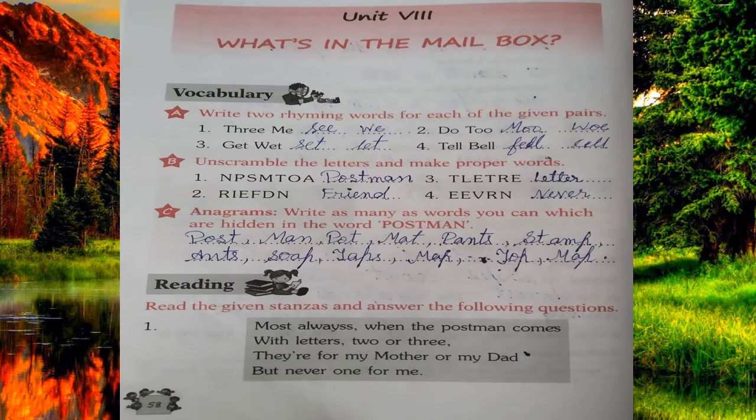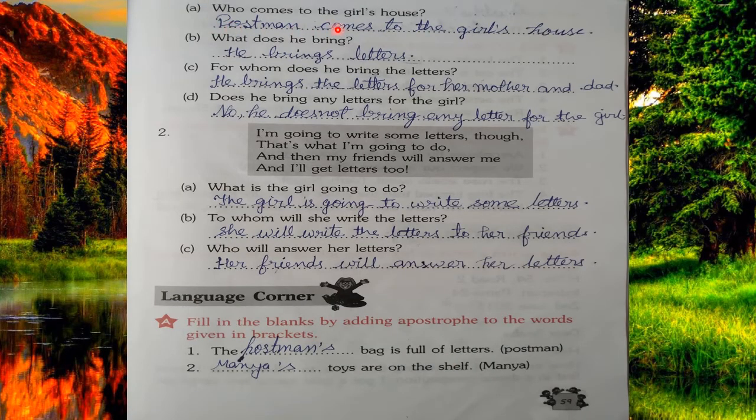Now come to the questions. The first question is who comes to the girl's house? Okay, the child is a girl. Answer will be: the postman comes to the girl's house. What does he bring? He brings letters. For whom does he bring the letters? He brings the letters for her mother and dad. Does he bring any letters for the girl? No, he doesn't bring any letter for the girl. So the first stanza is done.